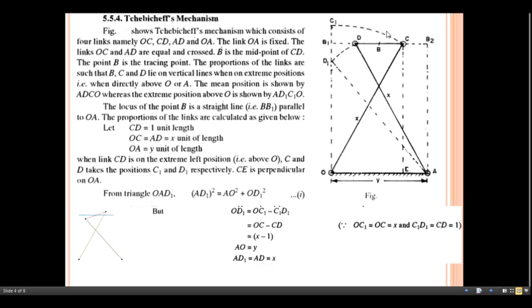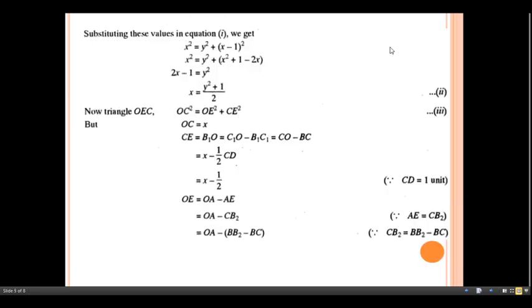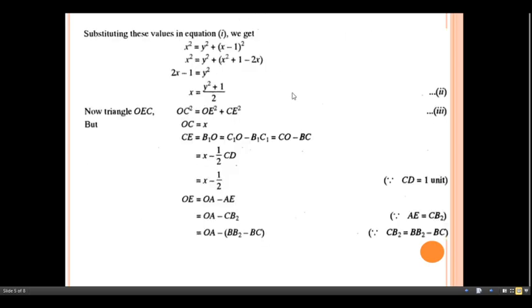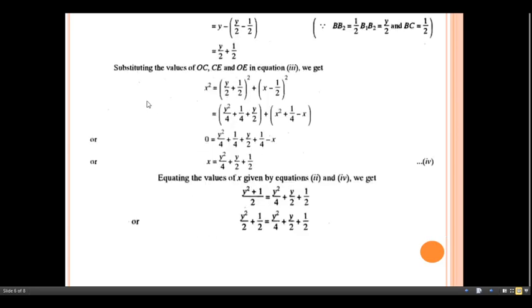What's about the BC? BC is nothing but the total length with us, the unit length. So half of this one is nothing but 1/2. Now just proceed for the next one, y minus y by 2 minus this one, 1 by 2. So minus minus becomes plus, and y minus y by 2 is nothing but y by 2 plus 1 half. Now substitute the value of OC, CE, OE in equation number 3, just substitute all the values and we can proceed for the next one.